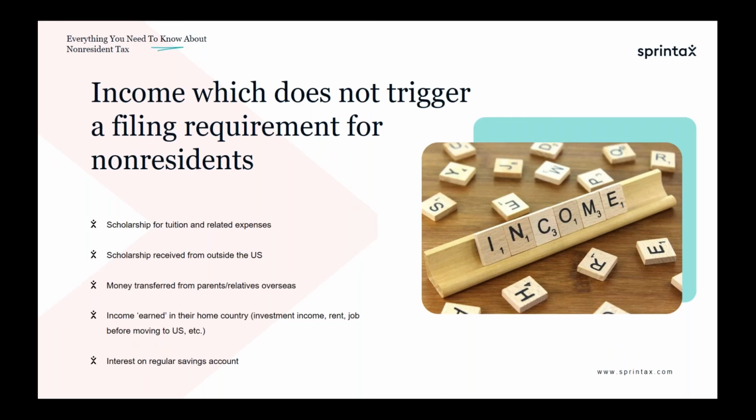Next example is similar income earned in your home country. For example, if you still are receiving employment income from a job you had in your home country, or you're receiving rental income from a property in your home country, the same as the previous example, as that's coming from overseas, it's typically going to be non-US sourced income or foreign sourced income and shouldn't trigger a filing requirement for non-residents in the US. Last example, interest on your regular savings account also typically shouldn't trigger a filing requirement for non-residents in the US.